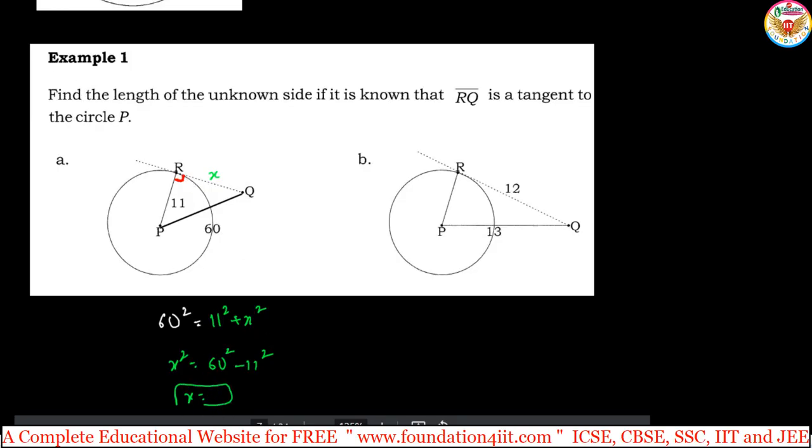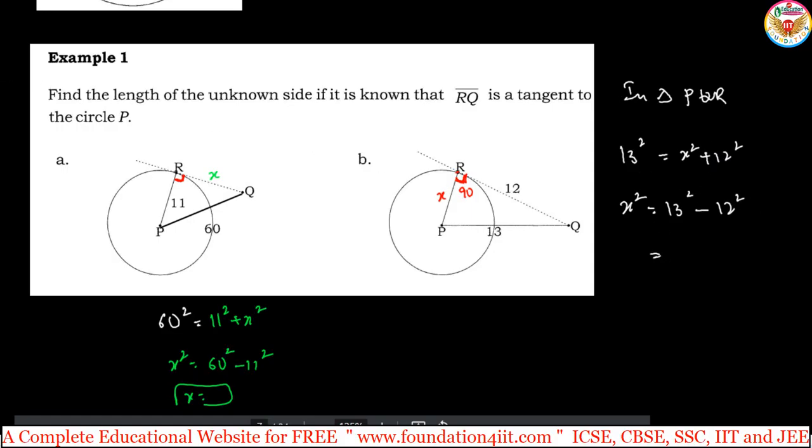Right? In the same way, let us see one more sum. PR is let be x. They mentioned this dotted line is the tangent. P is the center. So always the tangent and radius at the point of contact are perpendicular to each other. It's 90 degrees. Applying the property in triangle PQR, with 90 degrees, this is the hypotenuse. So 13 squared is equal to x squared plus 12 squared. Then x squared is 13 squared minus 12 squared.